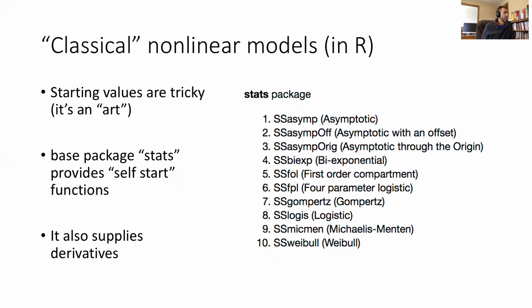And because of this reason, in the stats package, the base package, you have some what are called self-start functions that start with SS. Some of these models are available: the asymptotic model, biexponential, 4-parameter logistic model, and so on. These are available in the base stats package. These self-starters don't only provide starting values in an automatic way with an algorithm, but they also supply derivatives, which are very useful in terms of the algorithm that finds the parameters.